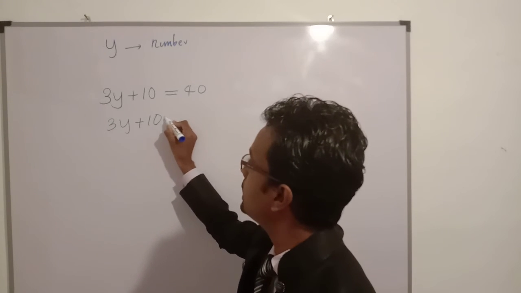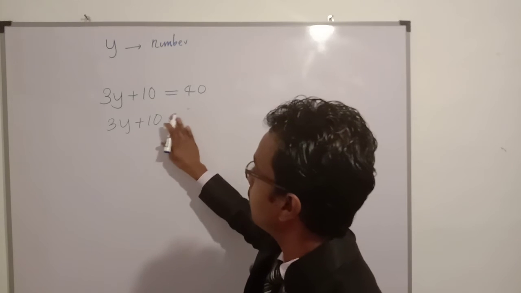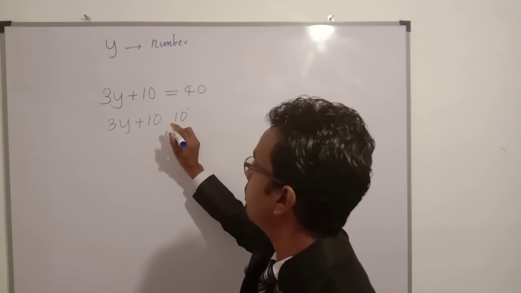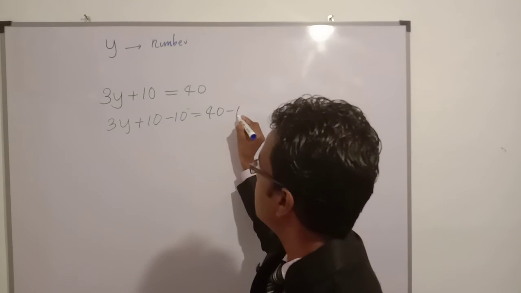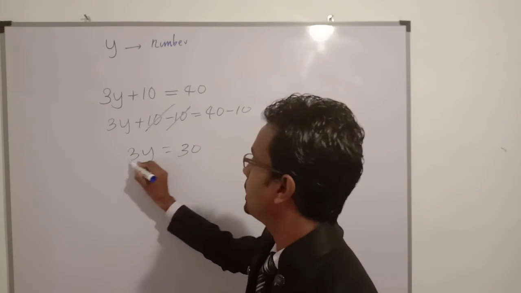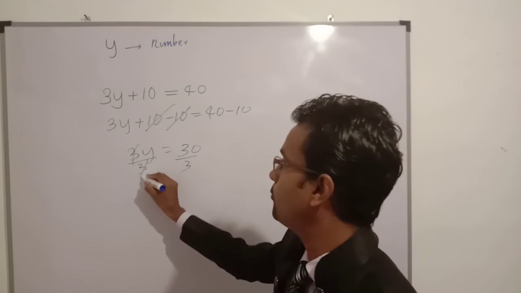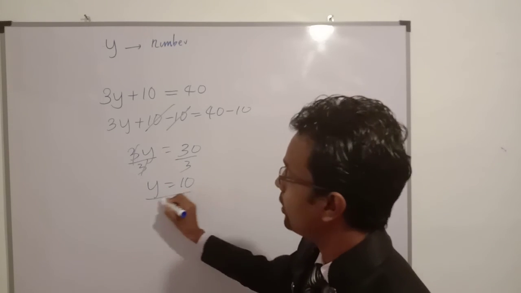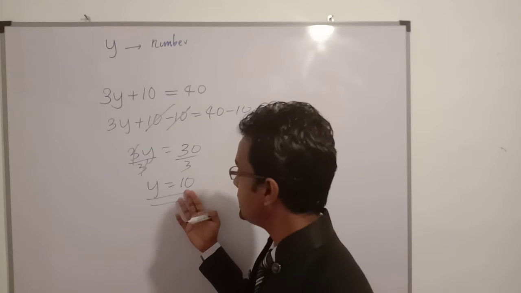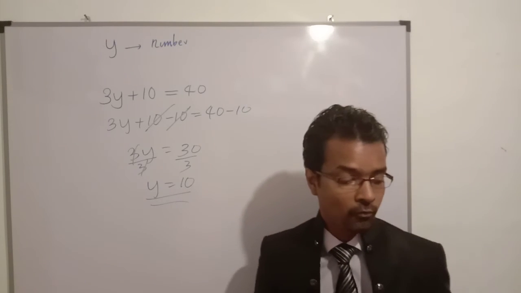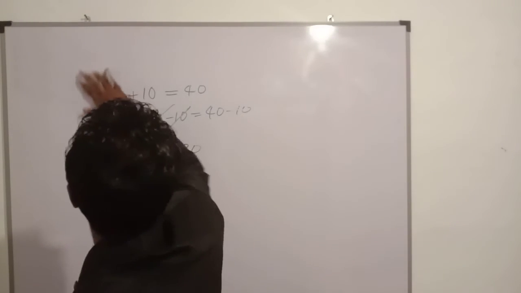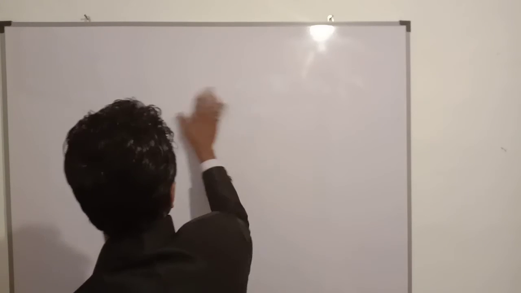3y plus 10 equals 40. Let's add the opposite value of plus 10, which is minus 10. 40 minus 10, and this one cancels out. 3y is equal to 30. Divide both sides by 3. Then y is equal to 10. That means the number is 10. Right? That's the way of constructing a simple equation for the given information to solve the problem.